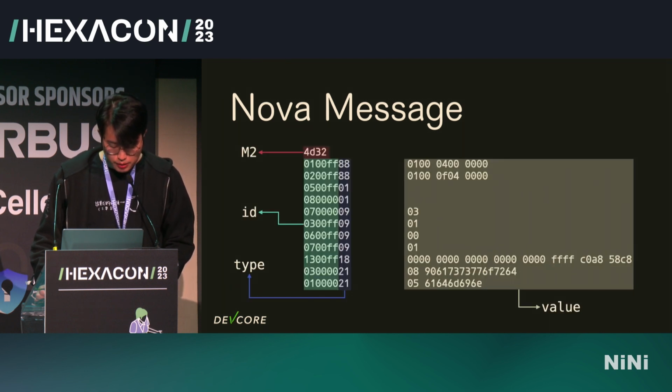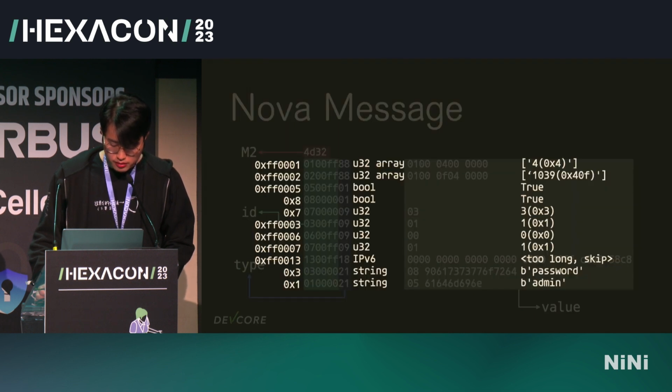The M2 at the beginning is the magic bytes for the Nova message. Then it uses 4 bytes to describe a key. The first 3 bytes of the key are the ID, and the last byte is the type, and the bytes following are the value for that key. So we can think of it like this: the message is ID, types and values. Types like Boolean can be expressed with 1 bit, so they directly use the lower bit of the type byte.